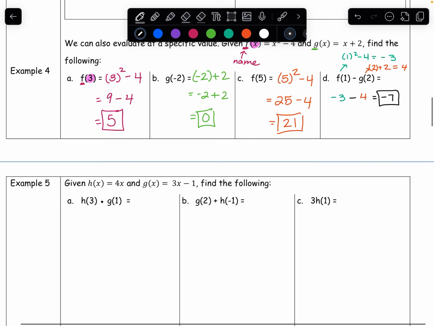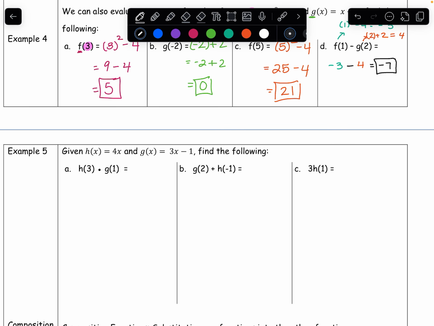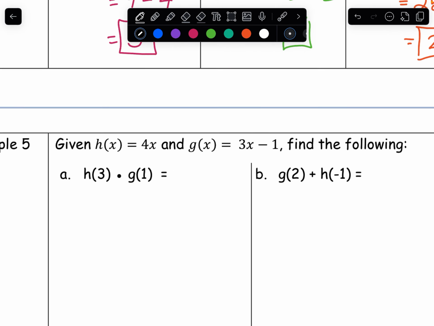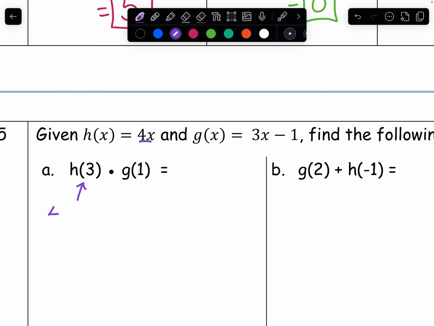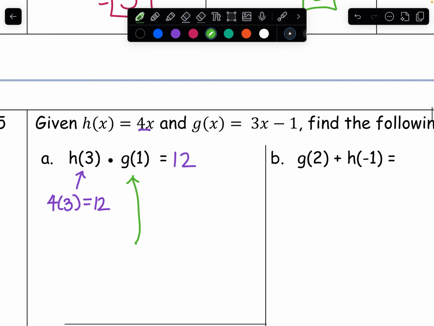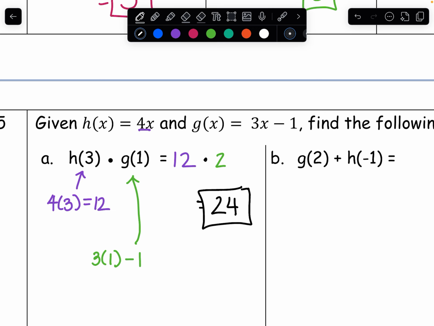So let's go to example 5. Now these are a little bit more difficult, and so we're going to still evaluate each piece and then do the operation between them. So h of 3, h of 3 is 4 times 3, which is 12. And then g of 1, so that's 3 times 1 minus 1. So 3 times 1 is 3. Minus 1 is 2. We are multiplying them. So 12 times 2 is 24.